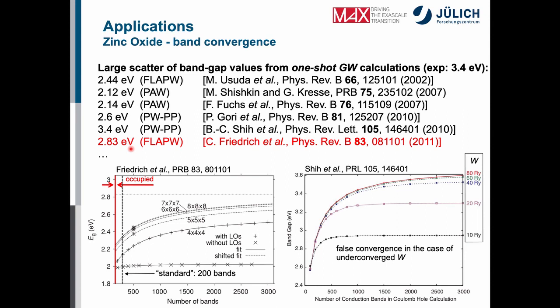However, we could confirm the main result of Xi and co-workers, namely the very slow band convergence in zinc oxide. We had to include 3,000 bands and the band gap was still not fully converged. This also puts very high demands on the quality of the basis set, because it has to represent accurate eigenstates over a very large energy range. As a comparison, for a normal DFT calculation, we only need the few occupied bands that, on this energy scale, fit all in the thin red line.